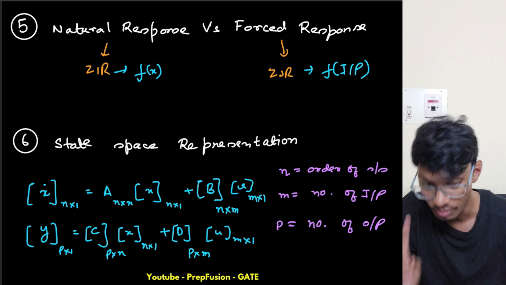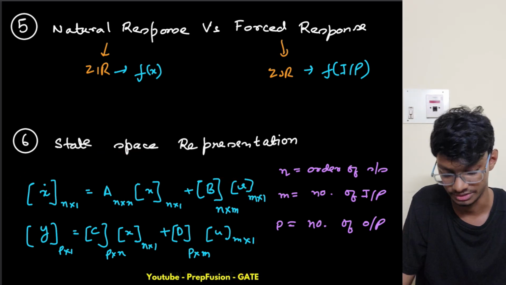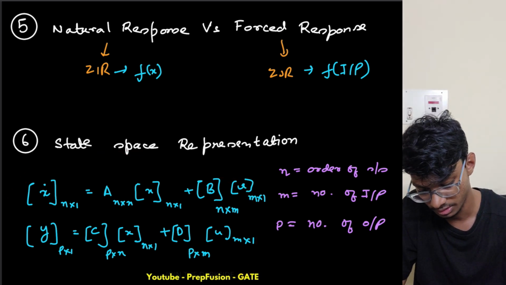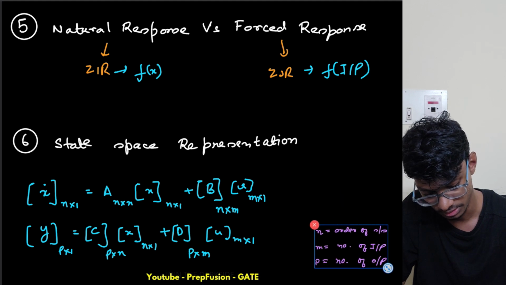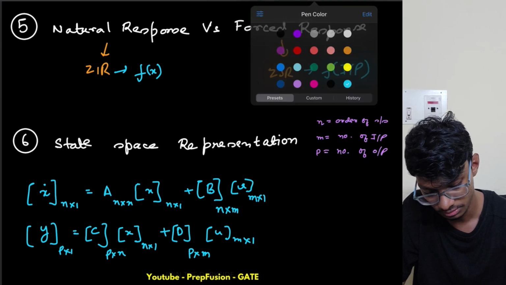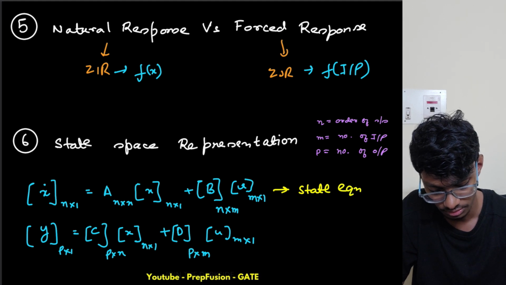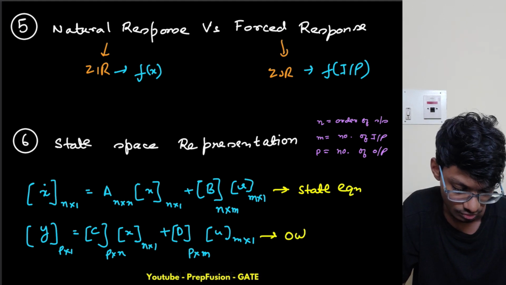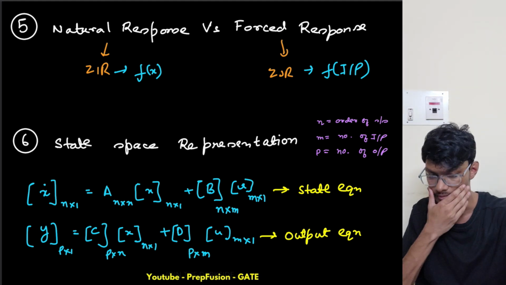One more thing I told you is that this whole thing is known as state space representation. But this equation, let me make this a bit smaller and take this here, this equation is known as the state equation and this equation is known as the output equation. I hope you remember all these things.